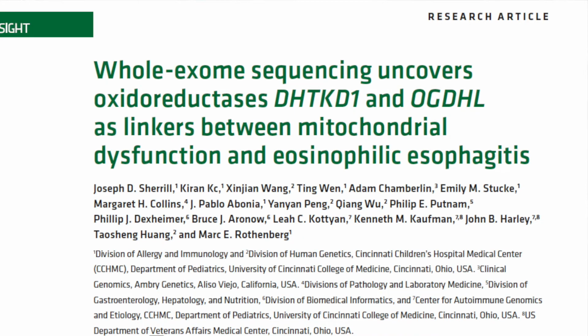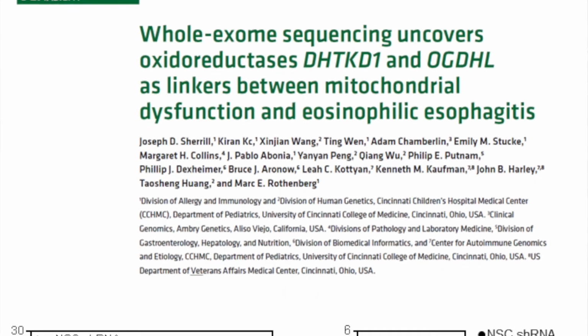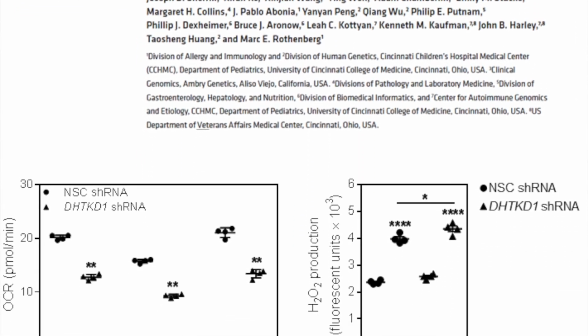This is the approach taken in the current paper, which focuses on the new findings that a series of genes in the mitochondria, particularly DHTKD1, as well as its homologue OGDHL, are causal in at least some of the patients, and evidence is presented of a linkage between EoE and the mitochondrial pathway.